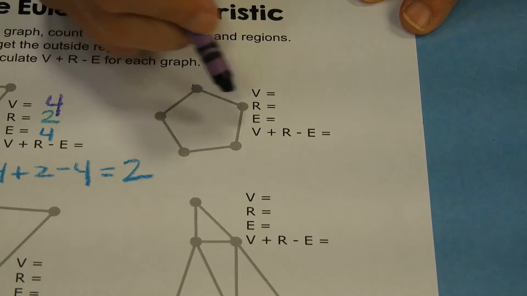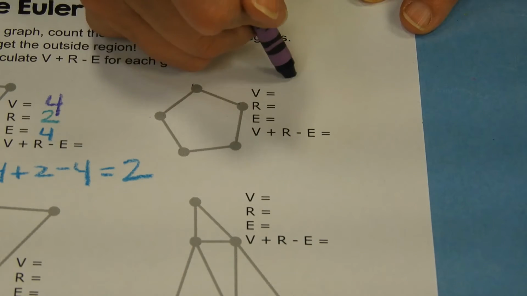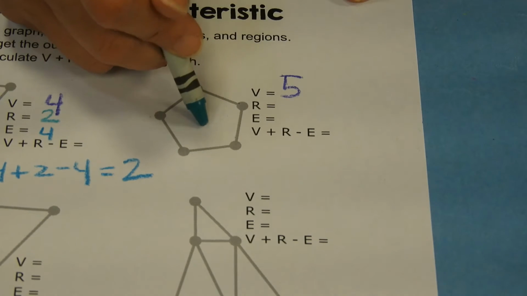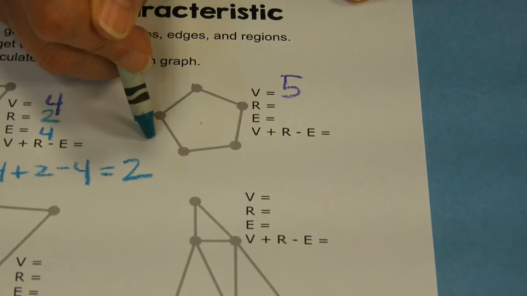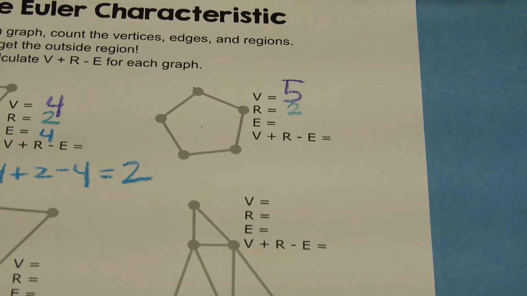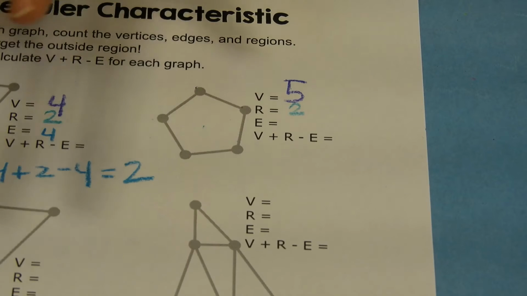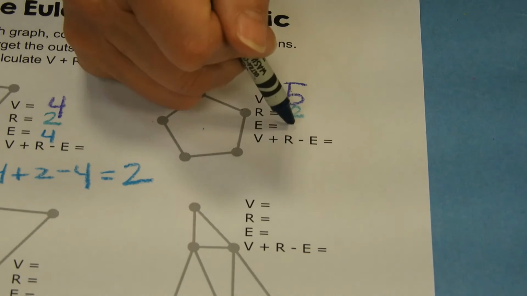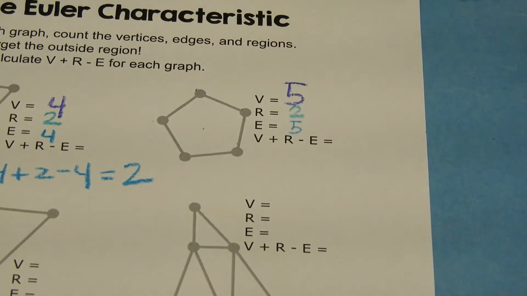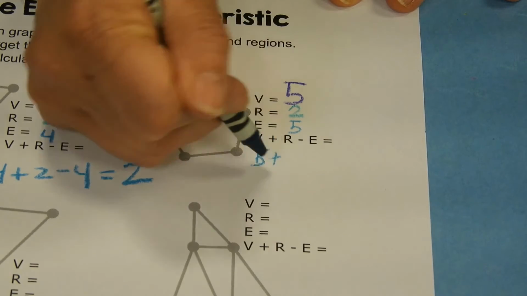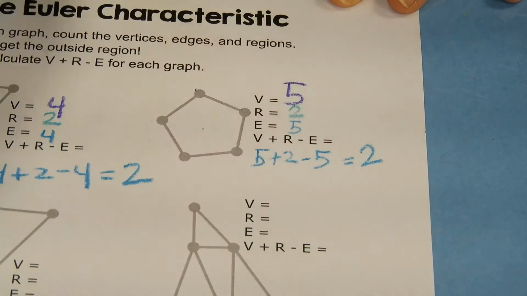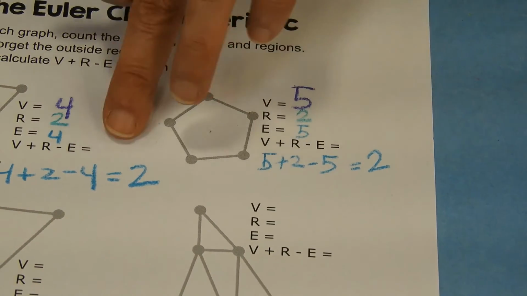So we'll count 1, 2, 3, 4, 5 vertices, because those are the dots. And then we're going to count the regions. Remember, the region is there's one on the inside and then there's something on the outside. So that's 2. And now we're going to count the edges. Well, I can see this shape is a 5-sided shape. 1, 2, 3, 4, 5, because it's a pentagon. So I write 5 here. And we notice the same thing happens. 5 plus 2 minus 5 is going to equal 2. So we got 2 and we got 2.